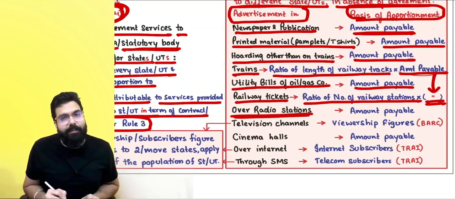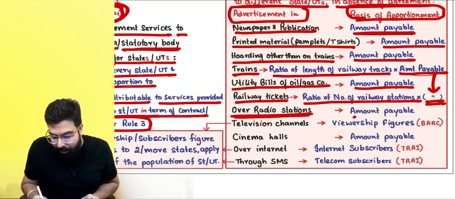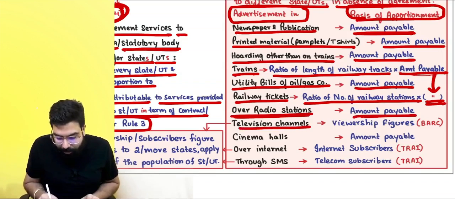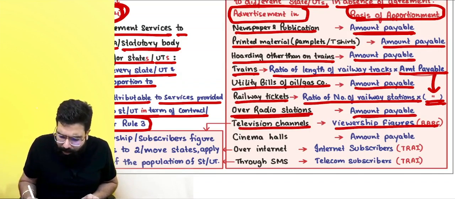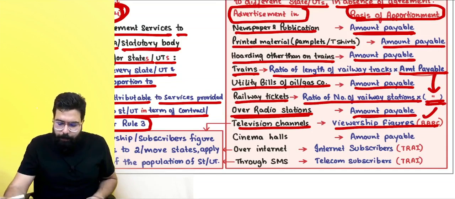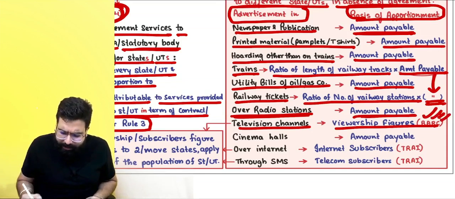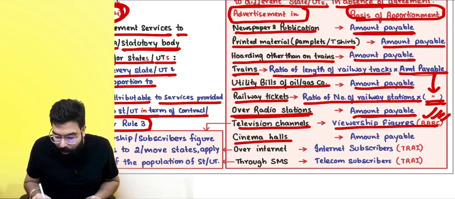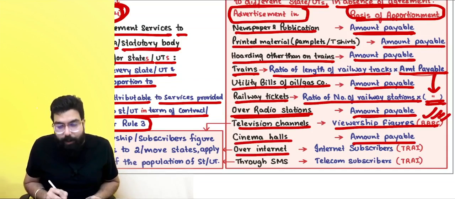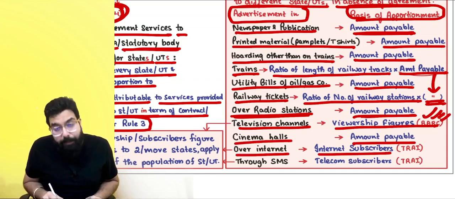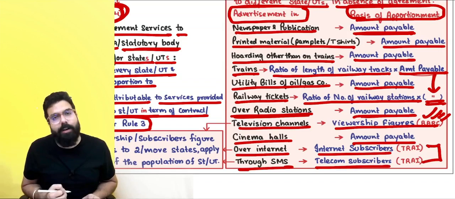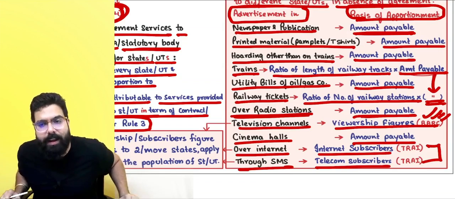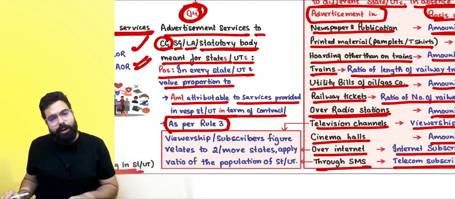Over a radio station, if I've done the advertisement, then amount payable. Sir, television channel, if I've done it, then the viewership details given by the Broadcast Audience Research Council, if I'm not wrong. Cinema hall, then whatever is the amount payable. Over the internet, then internet subscribers. Through SMS, then telecom subscribers. And these details you get from TRAI, basically the Telecom Regulatory Authority of India.